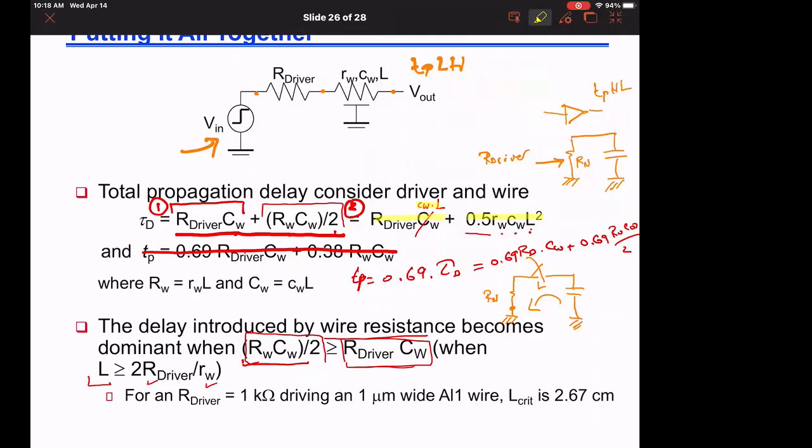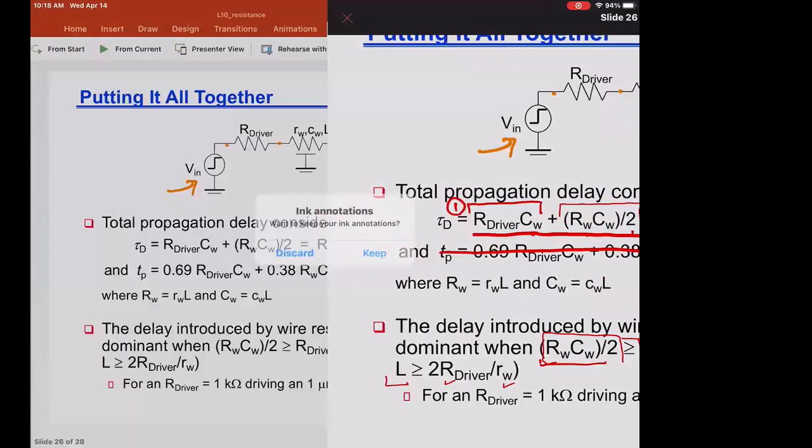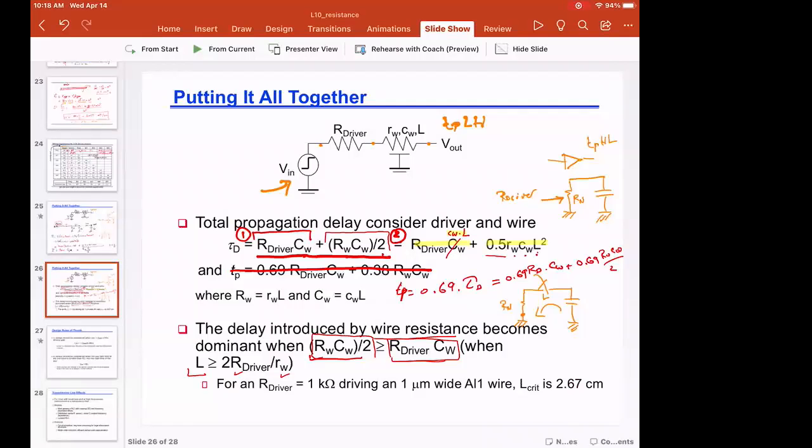Okay, so let us take an example. They tell me that for an R driver, and let me just write it explicitly.